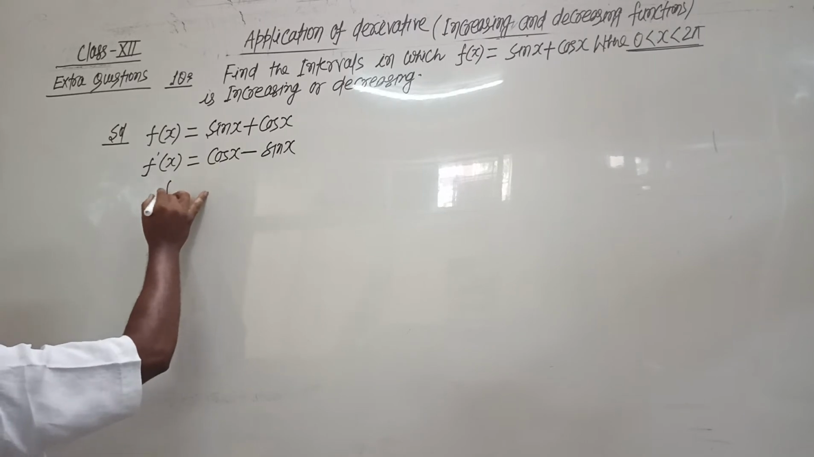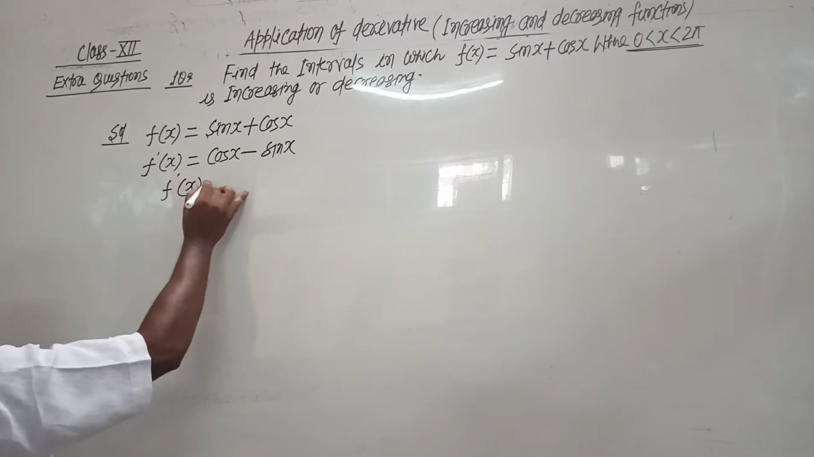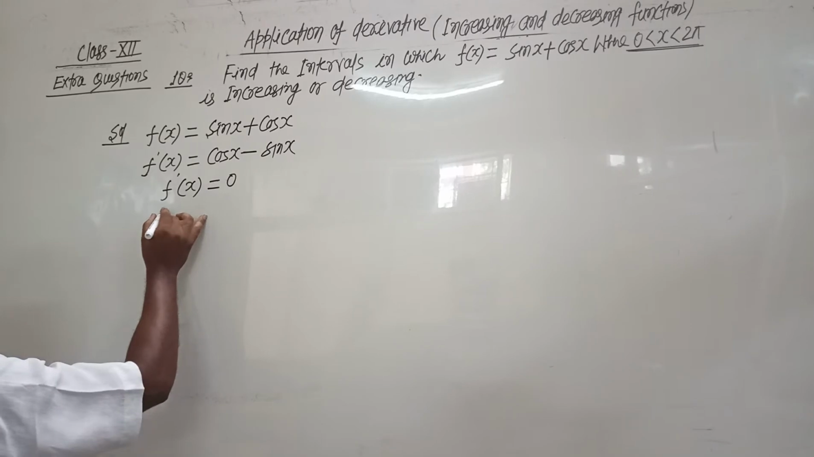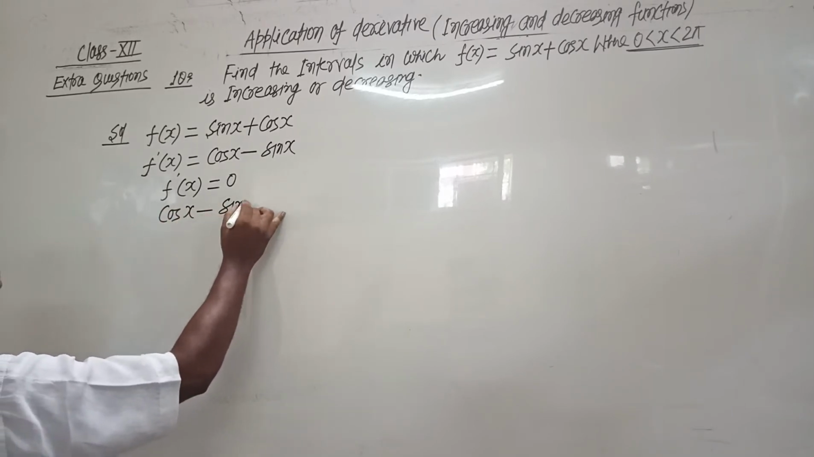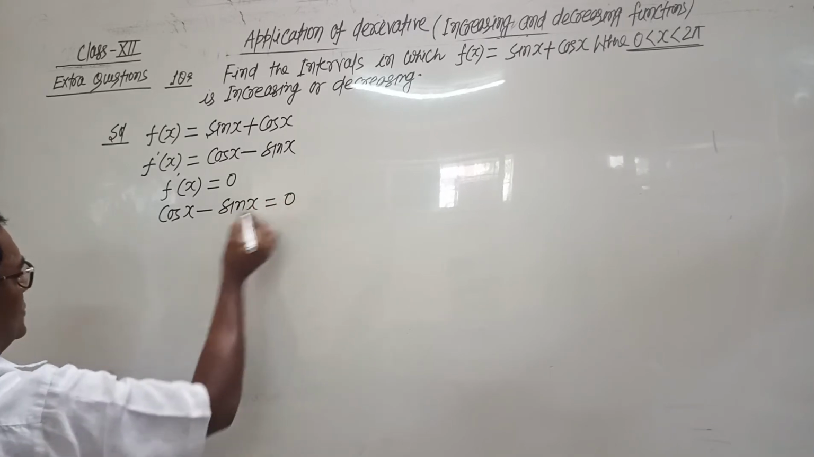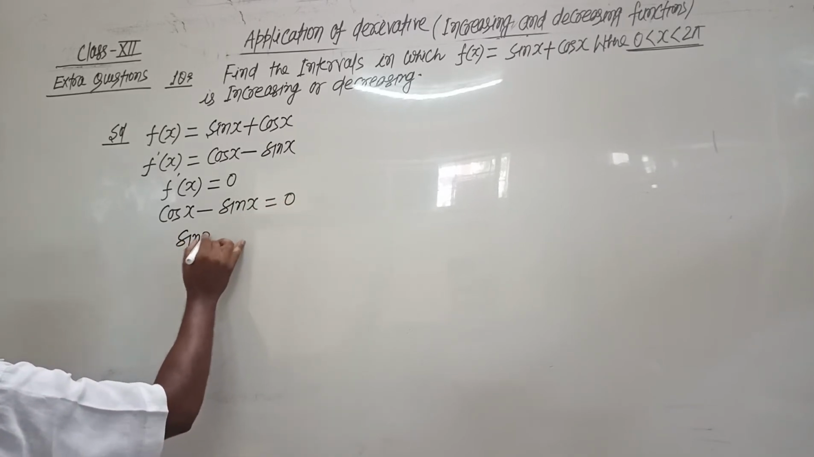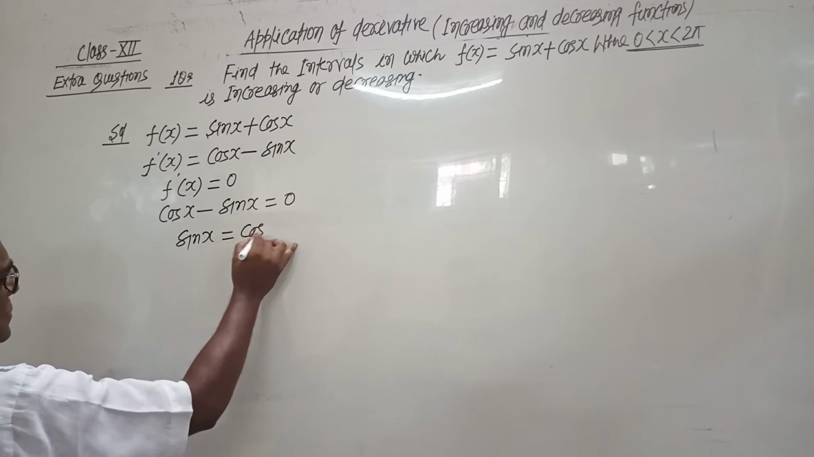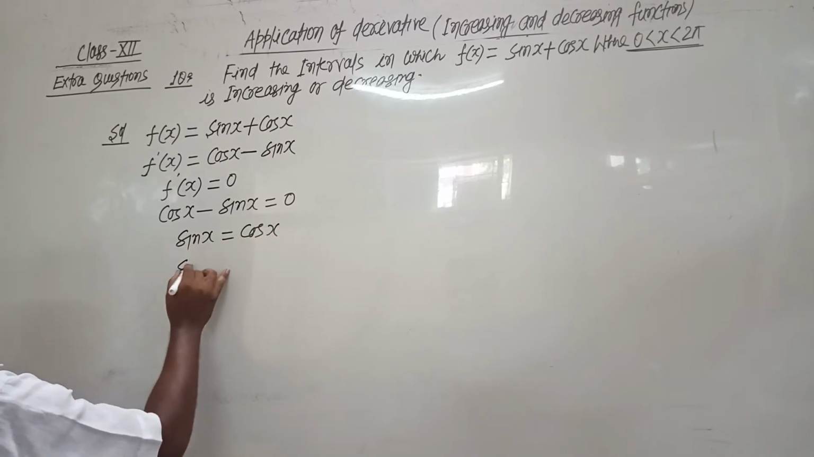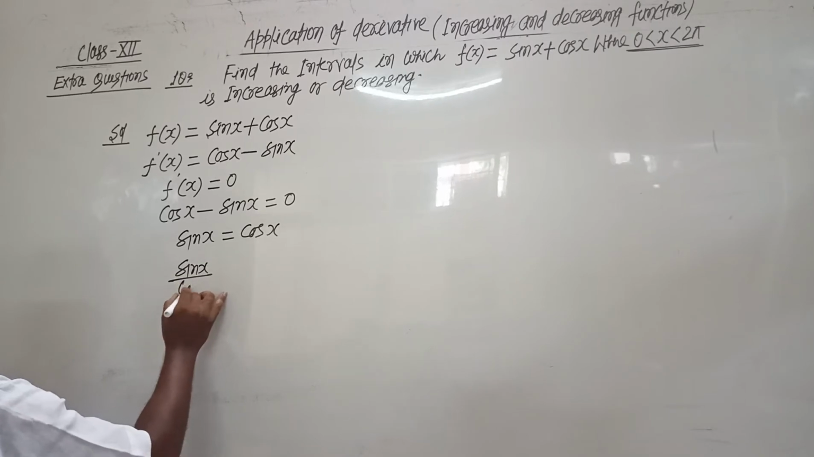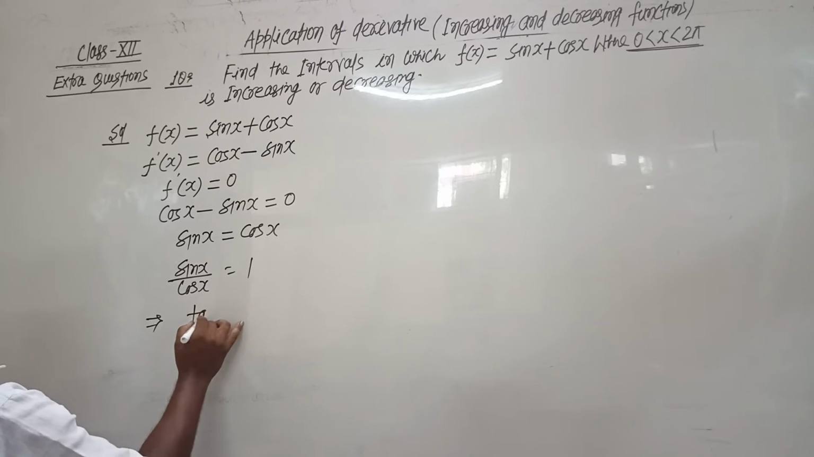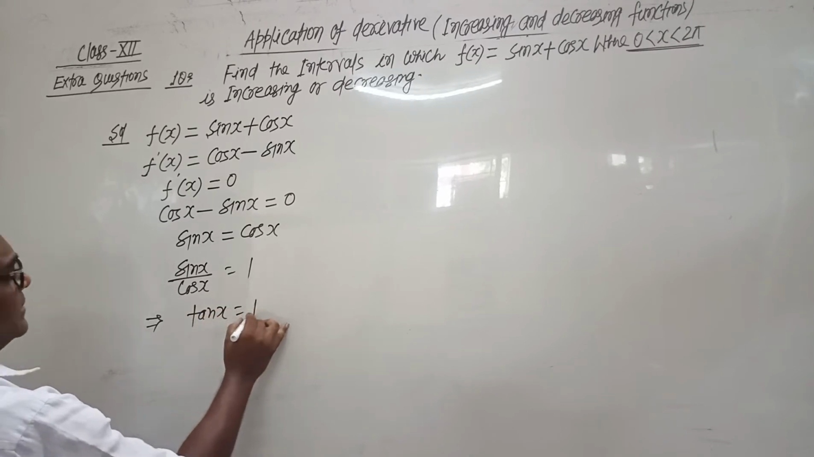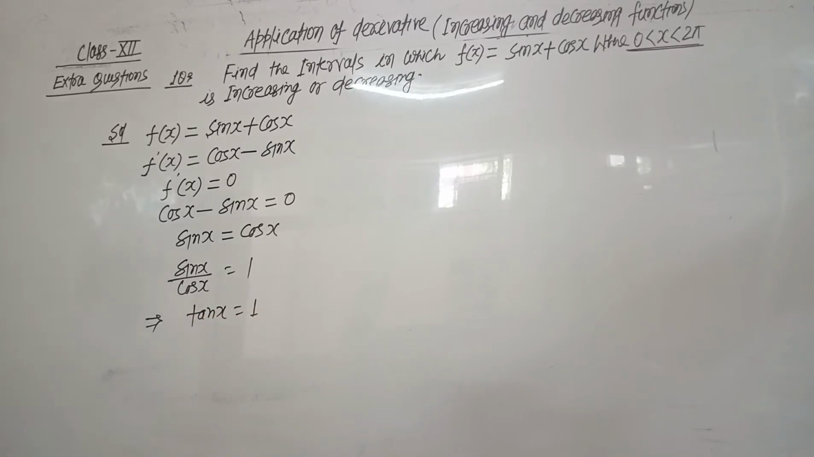Now make f dash x equal to 0. This implies cos x minus sin x equals 0, so sin x equals cos x. Then sin x by cos x equals 1, and this implies tan x equals 1. So we get tan x equals 1.